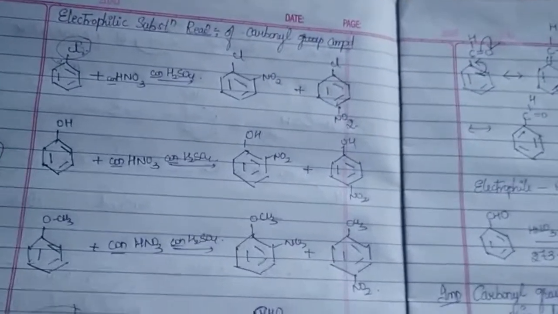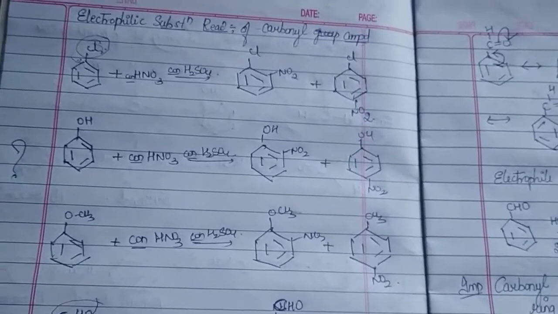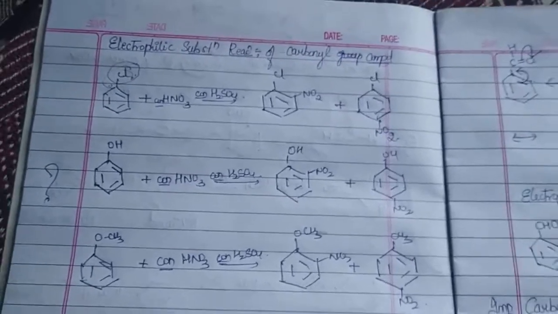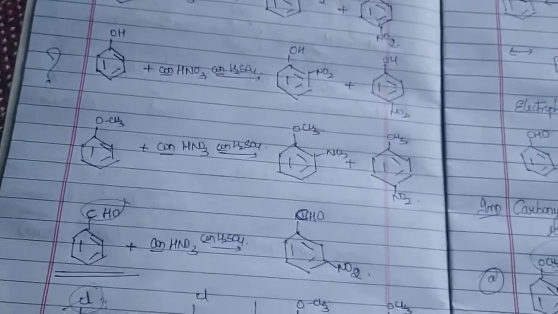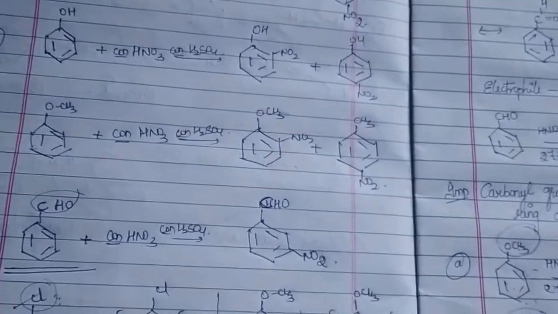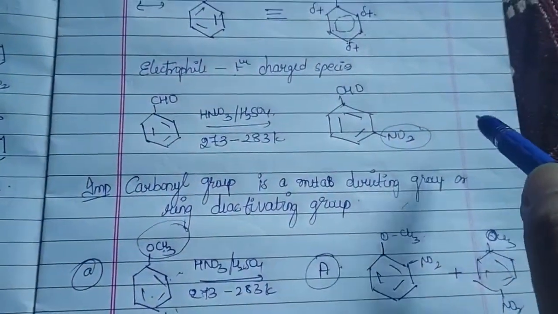So in today's concept we dealt with the most important and interesting thing about a carbonyl compound, that is your electrophilic substitution reaction. And we came to know that the interesting factor is that whenever we are carrying out electrophilic substitution reactions of our carbonyl compounds, the attack mainly goes to the meta position. Why is it so?